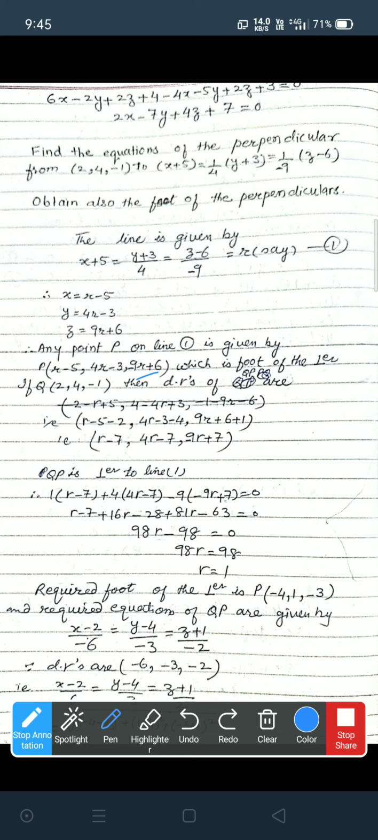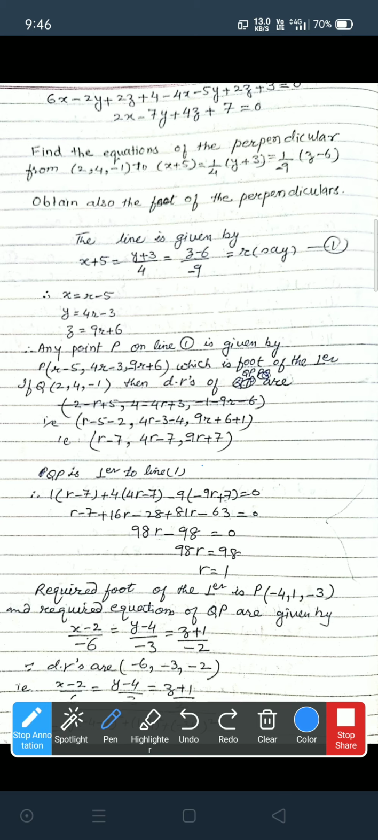If Q is equal to (2, 4, minus 1), the direction ratios of QP: you know the coordinates of Q and the coordinates of P, so if we take the difference of both, this is the direction ratios of the segment PQ. So this is the difference: r minus 5 minus 2, 4r minus 3 minus 4 and minus 9r plus 6 plus 1. That is r minus 7, 4r minus 7 and minus 9r plus 7.